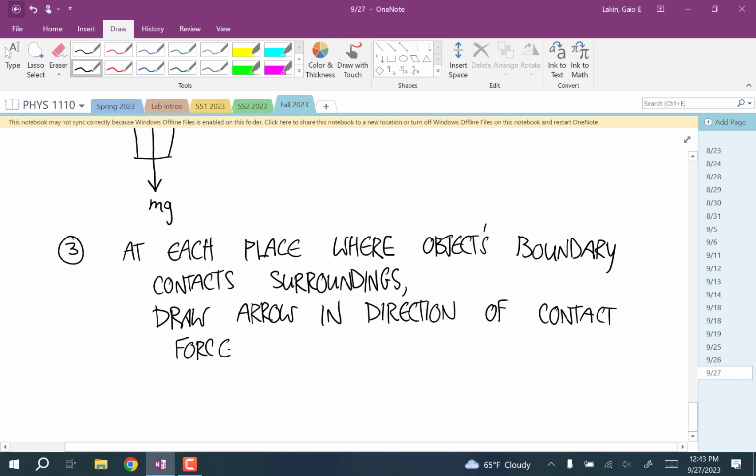And label that arrow with a variable, or if you know the value, you can put the value in. So label it with, let's say, a value or a variable.